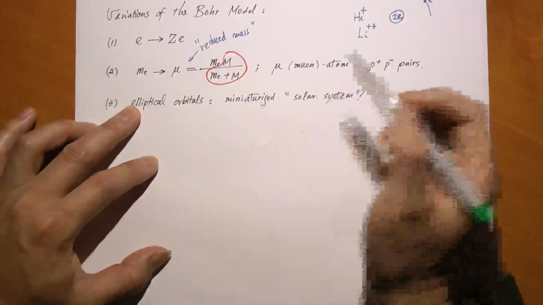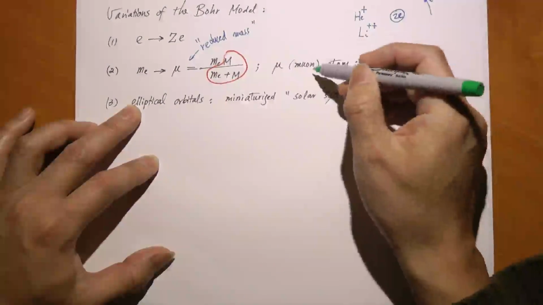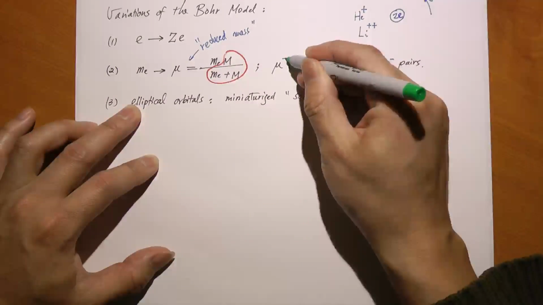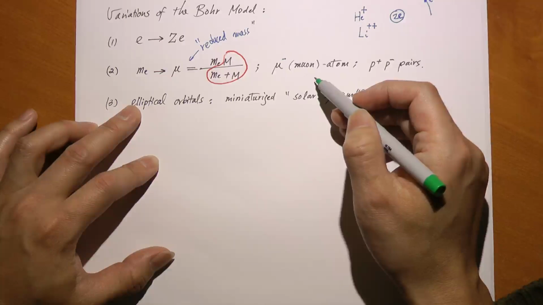But this can change if I look at a different setup. For example, if I replace the electron with another particle called a muon, a negatively charged muon, this guy has all the same characteristics as the electron, except it's got a lot more mass.